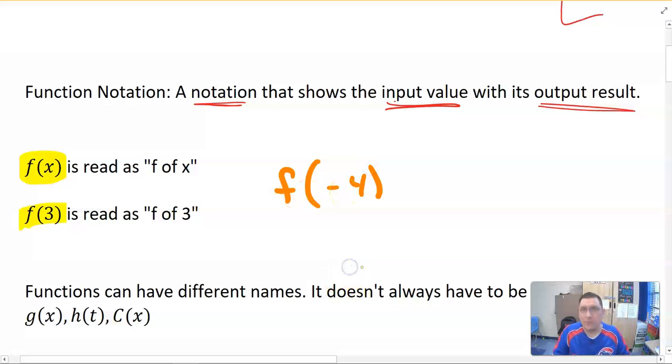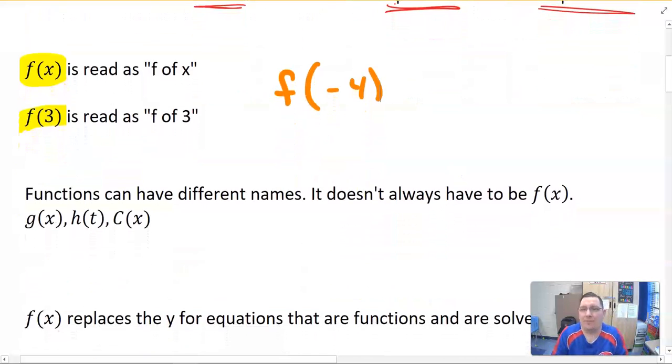f is the common letter to use for functions, but it doesn't always have to be. We could use g of x, we could use h of x, h standing maybe for height, for h of t, and t would be our time. Or we could use c of t, the cost of producing a product. We could use any letter we want for both the function name and also the input variable being the one inside.